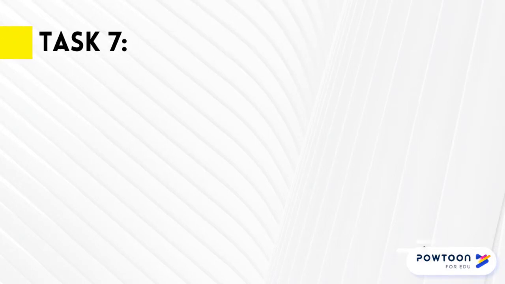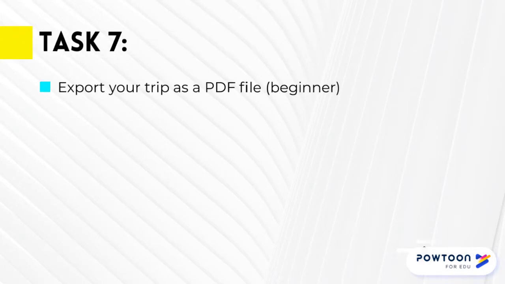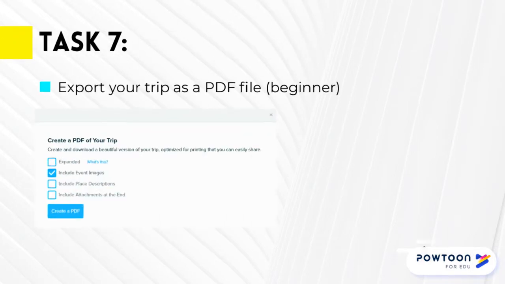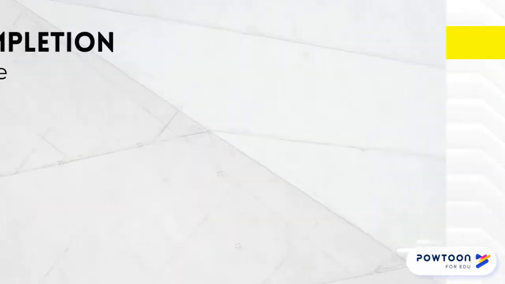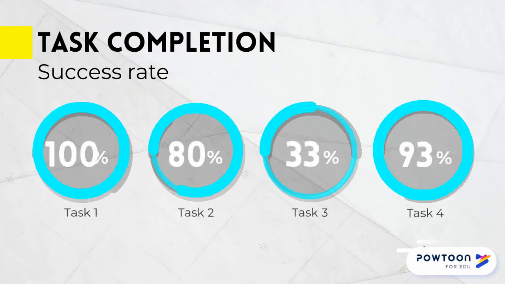The final task asks the user to export the itinerary as a PDF file. Since the button is located at the corner of the website, we want to know if users can notice these additional functionalities easily. Based on the analysis of the recordings, we have calculated the success rate of each task. Most of the tasks are completed successfully.